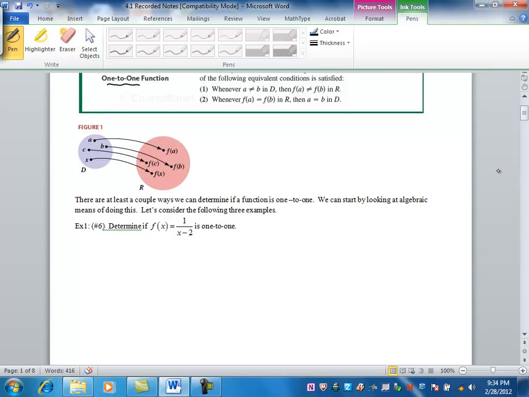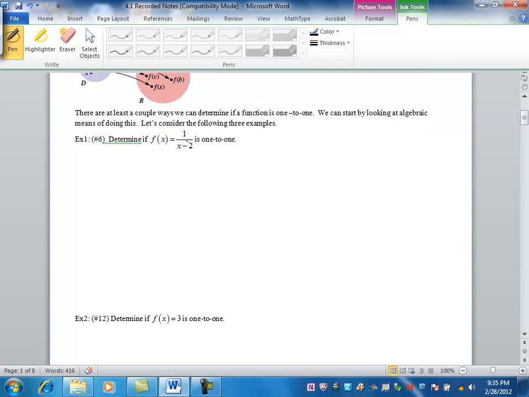Now let's think about what the function does here. A function takes something from the domain of f and maps it to the range of f. So a gets mapped to f of a. Now we're going to show that the function f of x equals 1 over x minus 2 is one-to-one, or we're going to figure out if it is or not.